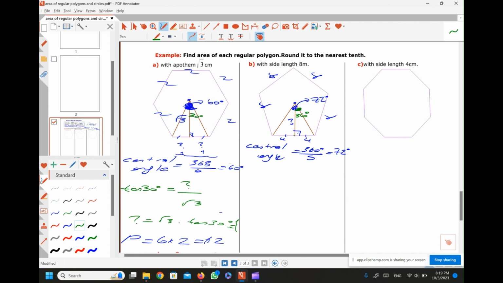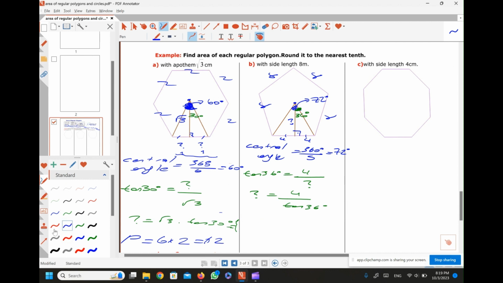So it sounds like tangent. Apply tangent: tangent 36 degrees equals the opposite side, which is 4, over the adjacent side, which is missing. We don't know the apothem. To find it, you do a cross product: it's going to be 4 over tangent 36 degrees. Do not calculate this. You just insert it back into the formula.